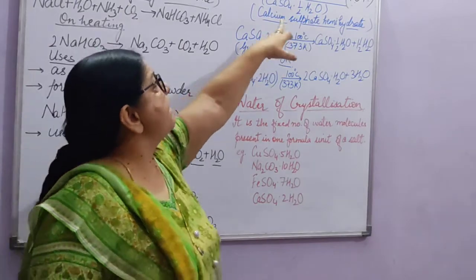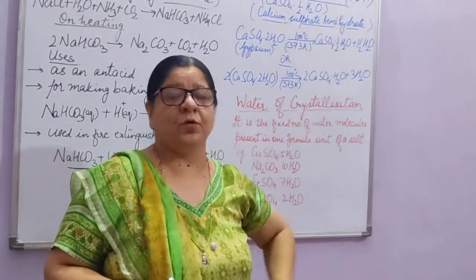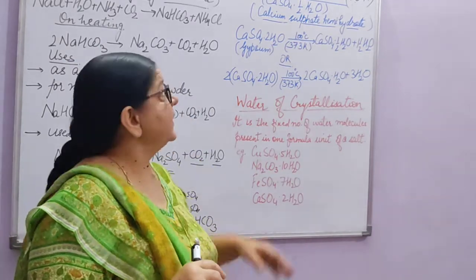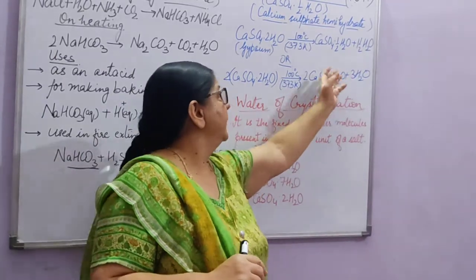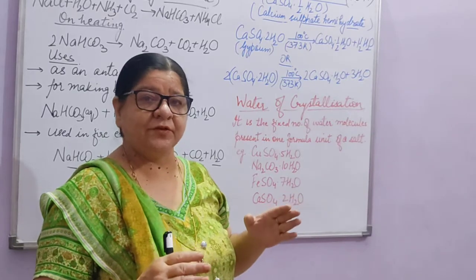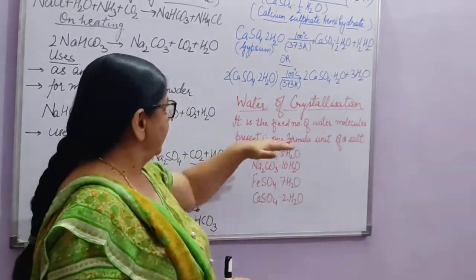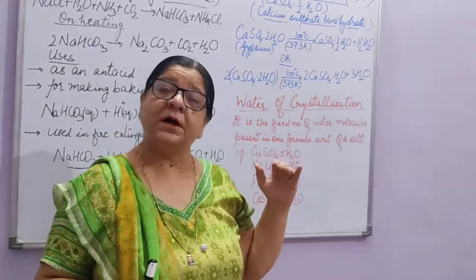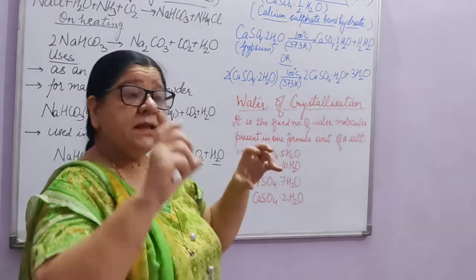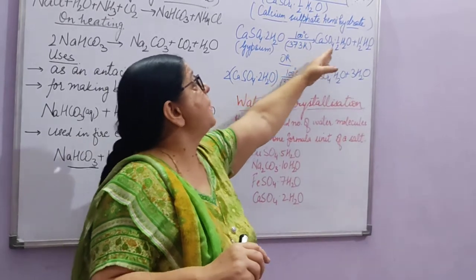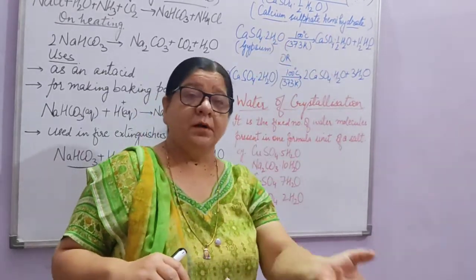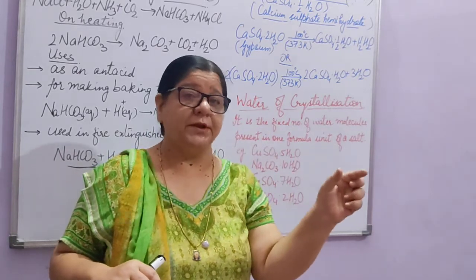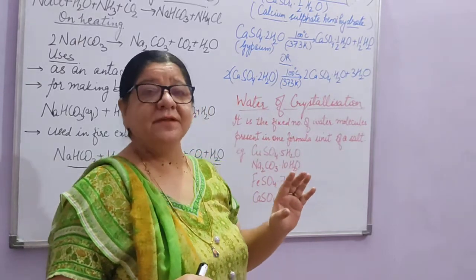Now we talked about water of crystallization when we studied washing soda. That time we learned that washing soda contains 10 H2O water molecules. Here we have just studied half H2O or 2H2O. This is water of crystallization. So what actually is water of crystallization? It is the fixed number of water molecules present in one formula unit of a salt. Right? In any one formula unit of a salt, this is a fixed number. Like here we are talking about 0.5 H2O or 2H2O, or for washing soda we learned 10H2O. This fixed number of water molecules present in one formula unit is known as water of crystallization.